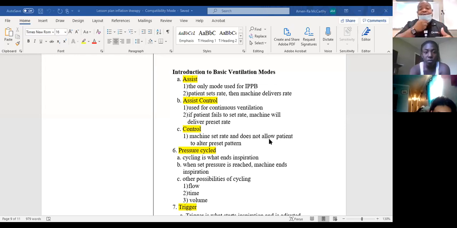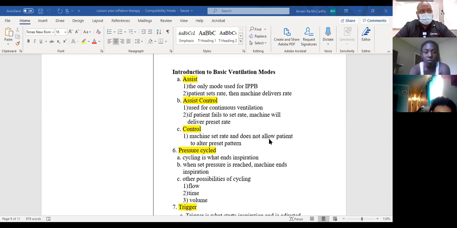If the patient wants to kick in more breaths, it'll let him kick in more breaths. Okay? I got you set at 12, but you want to do 20. All right, do 20. Have at it, right? It'll let you do that, but it's still going to give you its set rate. But for some reason, if you fall back out and can't set your own rate anymore, assist control is going to give you that preset rate, okay? Kind of a fail-safe, right? And an apnea alarm will go off, and the machine will kick back into breathing what you have set, okay?